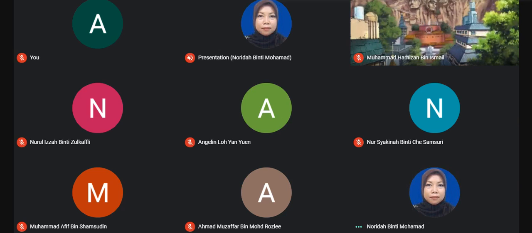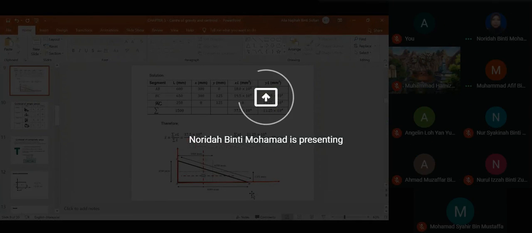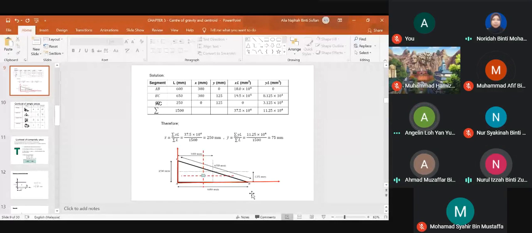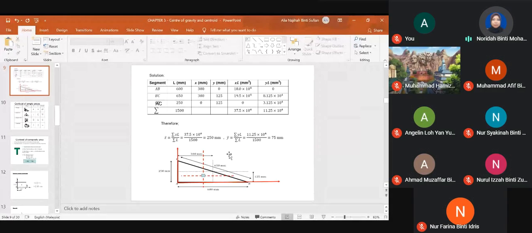Okay. Nampak kan? Nampak. Okay, so we draw the X bar. X bar is 250 mm represented by this vertical dotted line here. And the Y bar is 75 millimeters represented by the horizontal line here.